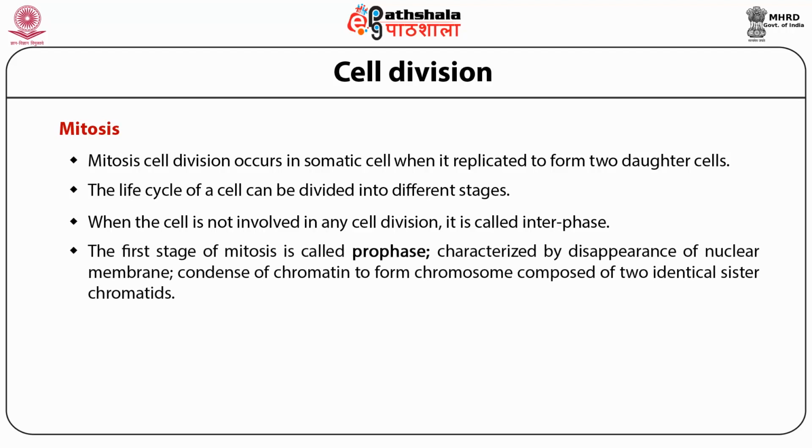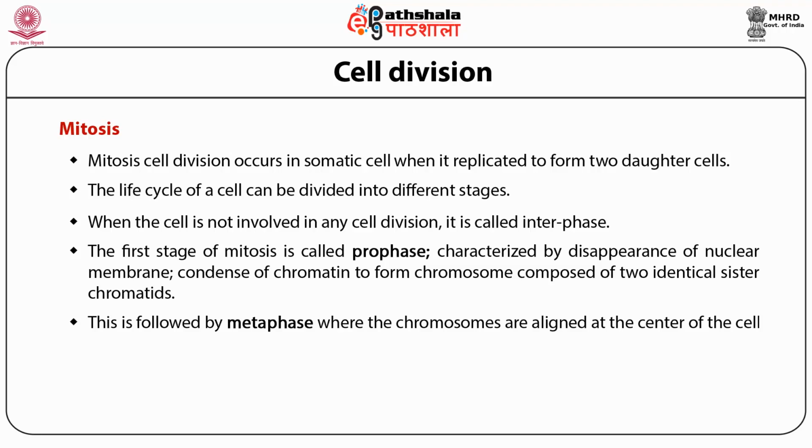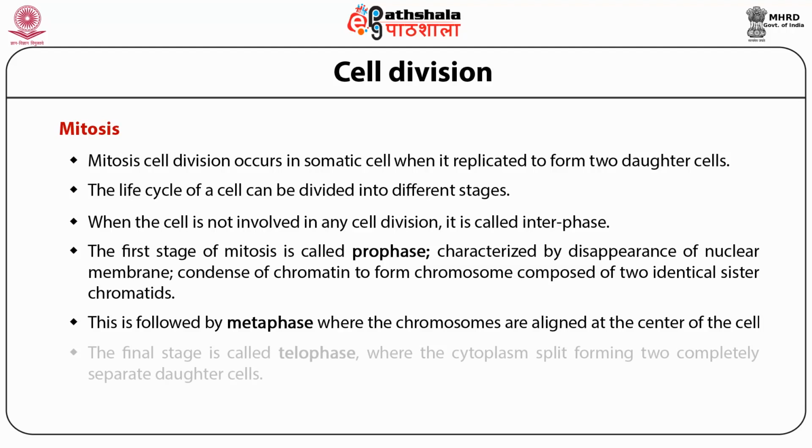The first stage of mitosis is called prophase, characterized by disappearance of the nuclear membrane and condensation of chromatin to form chromosomes composed of two identical sister chromatids. This is followed by metaphase, where the chromosomes are aligned at the center of the cell. Then the sister chromatids are split apart and migrate to opposite ends of the cell in anaphase. The final stage is called telophase, where the cytoplasm splits, forming two completely separate daughter cells.